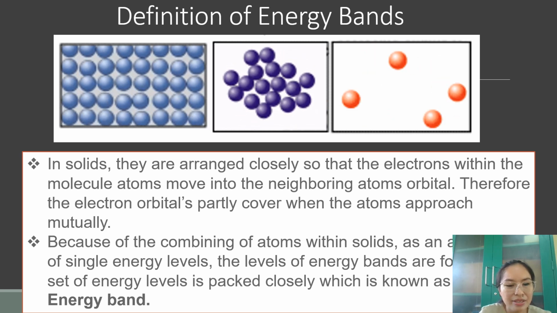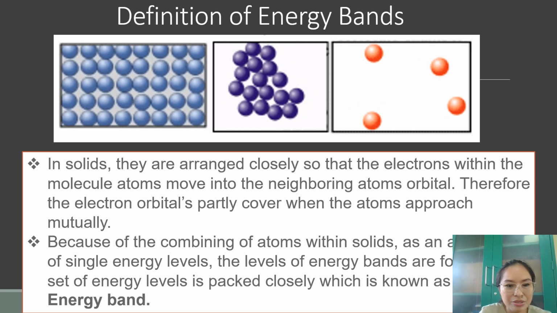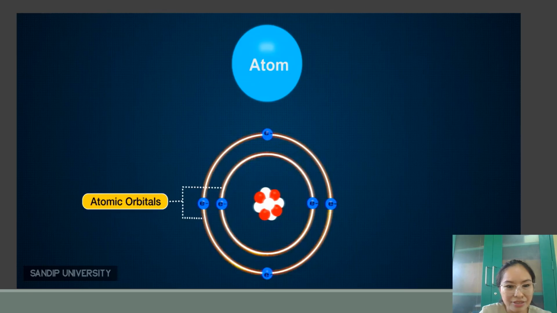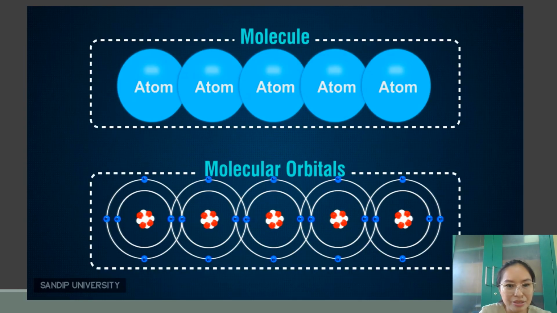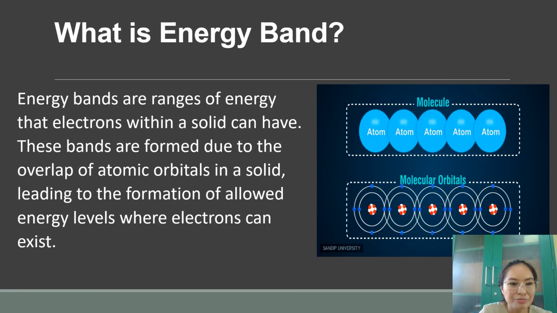So as you can see, in solids, they are arranged closely so that the electrons within the molecules move into the neighboring atoms' orbitals. You have here the atom on the diagram, the atomic orbitals. Because they are close, the atomic orbitals overlap each other, forming molecular orbitals in solids. Because of that arrangement, we have what we call the energy band in solids.